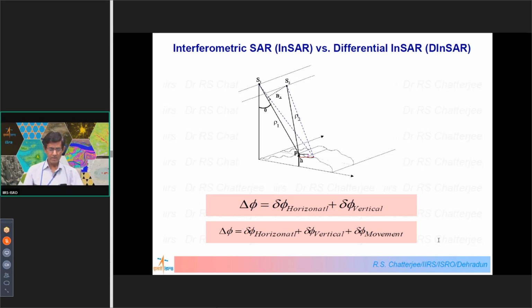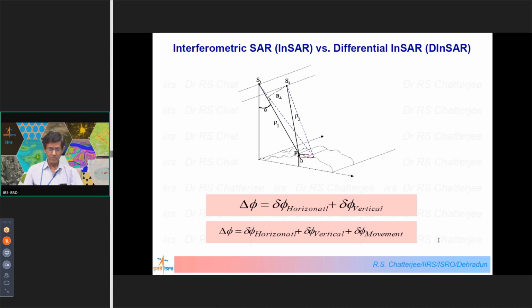So here delta phi is basically the phase difference between two SAR images. One SAR image we acquire before the earthquake, another SAR image we acquire after the earthquake. Now we calculate the phase difference for each pixel. For a particular pixel which is displaced due to the earthquake, there will be a horizontal phase, a vertical phase, and a displacement or movement phase.